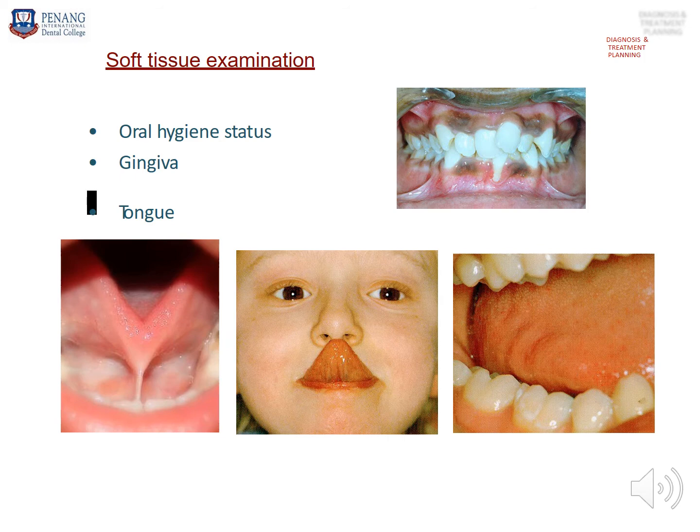For the soft tissue examination, firstly, the most important one, you need to check the oral hygiene status. You need to check whether there is any plaque, any calculus, and everything. You also need to check the gingiva, whether there is gingivitis or bleeding on probing. And you also need to check the tongue. Is there any tongue tie? Is there any tongue thrusting habit? And so forth.